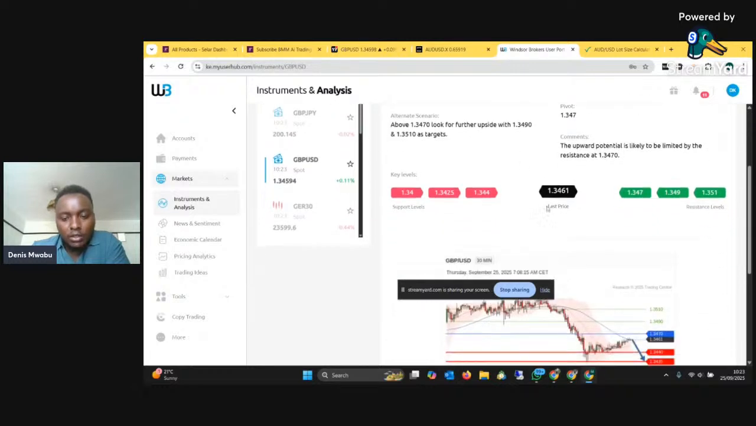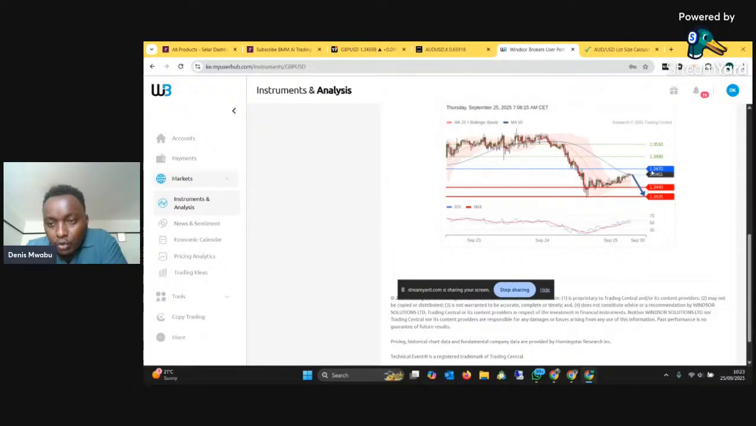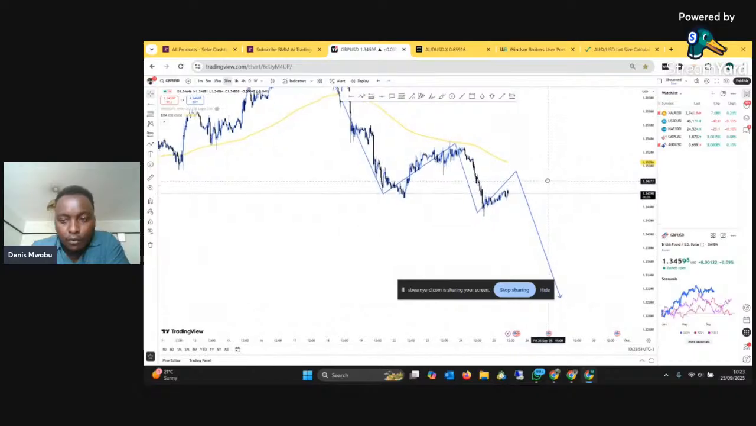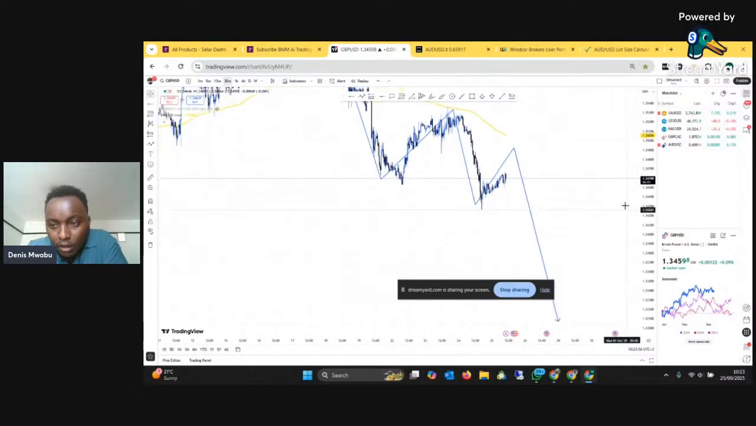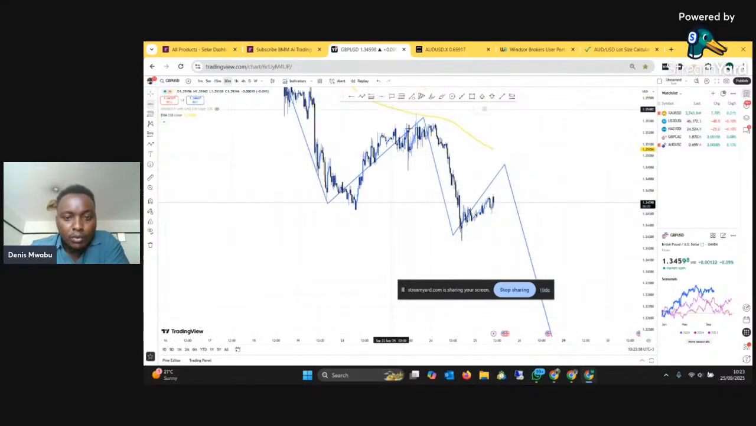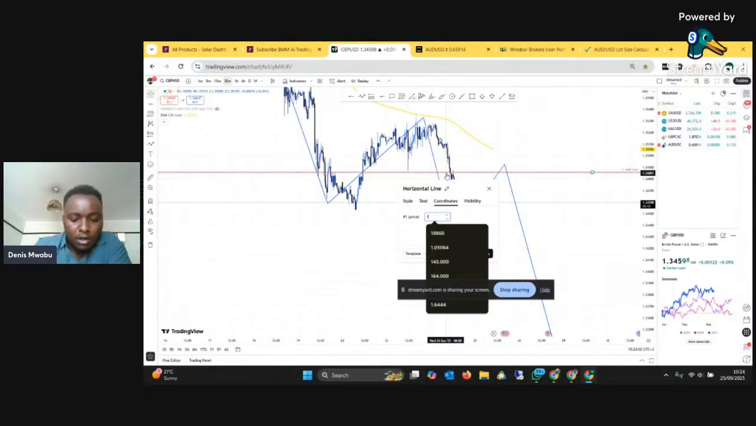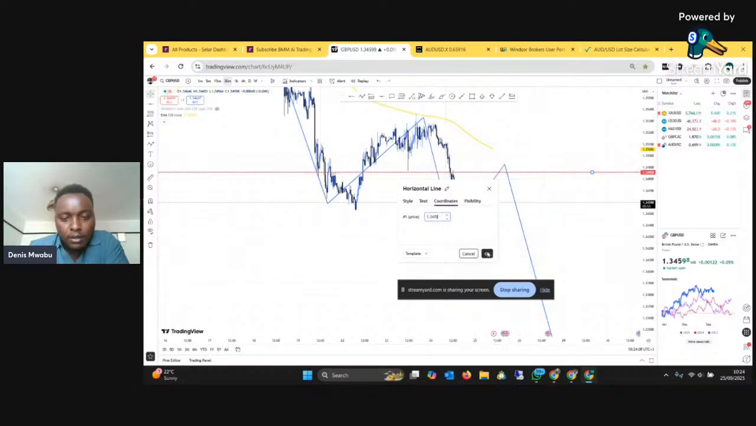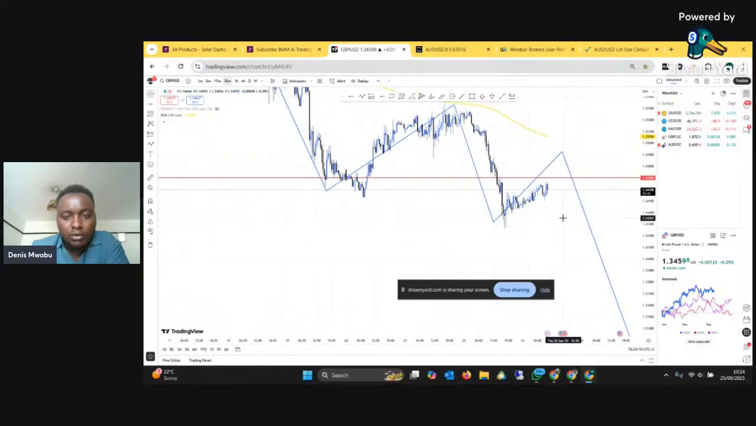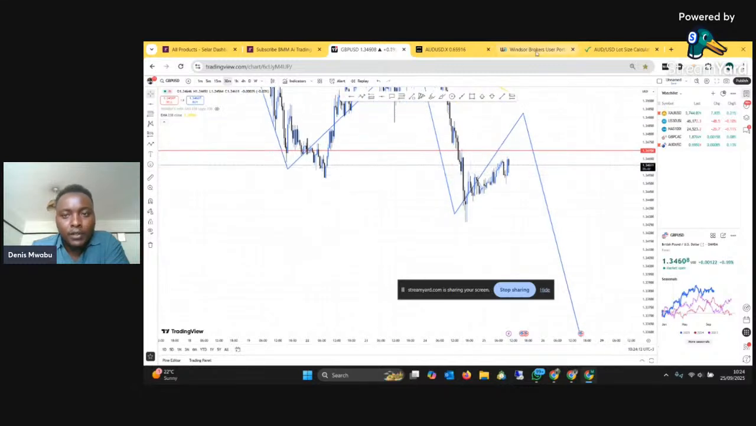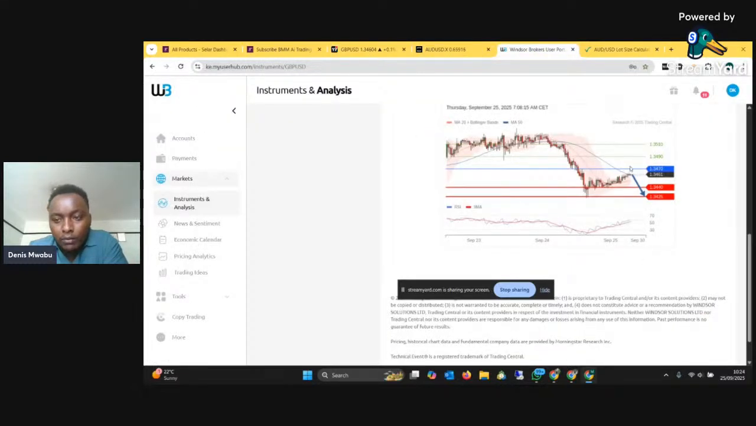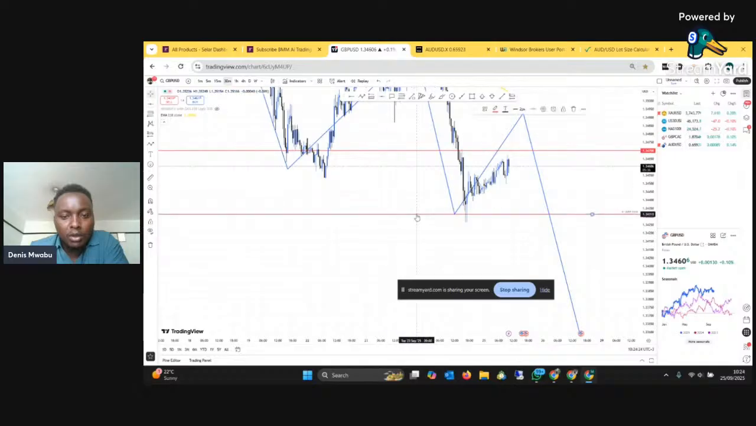Even it's giving you these targets, okay? So we're looking at short positions at 1.3470. This is where we are looking our shorts from. We have targets to be 1.3440. Take a look at how easy this thing becomes.